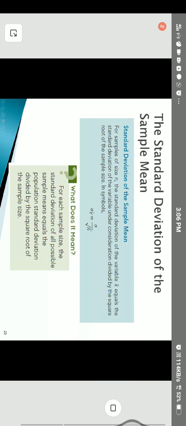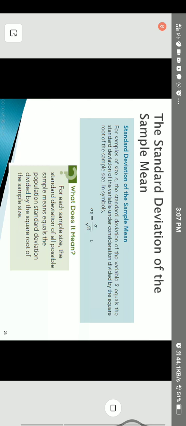Okay, in our statistics class, when you have the sample mean, you use the standard deviation for your sample size n. So this standard deviation of the variable x̄, meaning the standard deviation of your mean, equals the standard deviation of the variable under consideration divided by the square root of your sample size. Katalah bila you dah ada population, you want to find the standard error, the standard deviation for the sample mean. This is the formula: the standard deviation given divided by the square root of n.